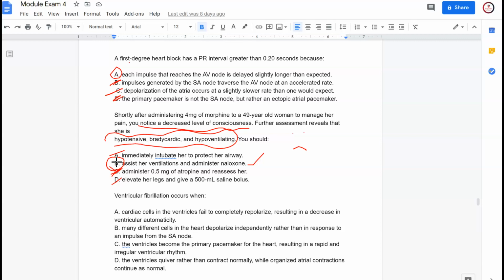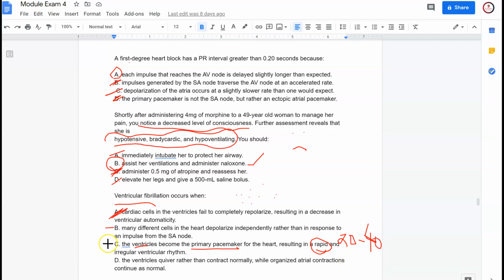VFib occurs when cardiac cells in the ventricles fail to completely repolarize, resulting in a decrease in ventricular automaticity, which might actually be the opposite of what VFib is, right? Because VFib is like all the little ventricular cells getting a little too excited about life. Many different cells in the heart depolarize independently rather than responding to the impulse from the SA node. Maybe. Sounds good so far. Ventricles become the primary pacemaker for the heart, resulting in a rapid and irregular ventricular rhythm. No, because if the ventricles become the primary pacemaker, it won't be rapid. It'll be between 20 and 40 beats a minute.